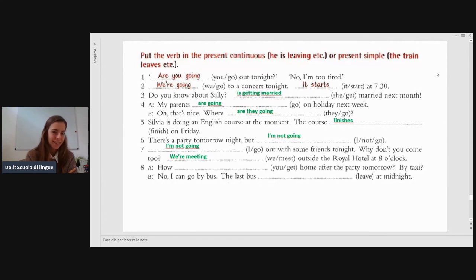Okay, guys. This is the last sentence and the last exercise. So, all right, Margarita answered. How are you getting home after the party tomorrow? The last bus leaves. Ok. Devo dire bravissima Margherita, soprattutto per le forme di terza persona, che non ti scordi la S, perché ancora tantissimi studenti ogni tanto si scordano di questa cosa.